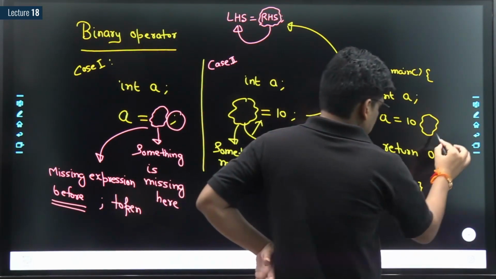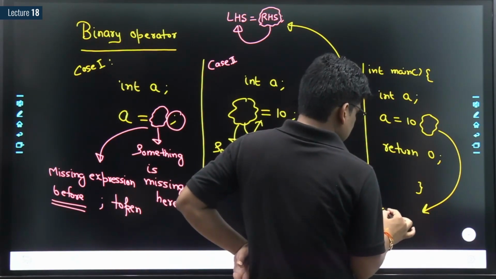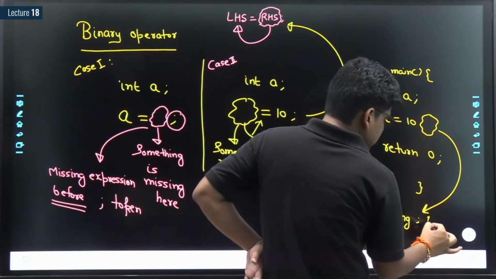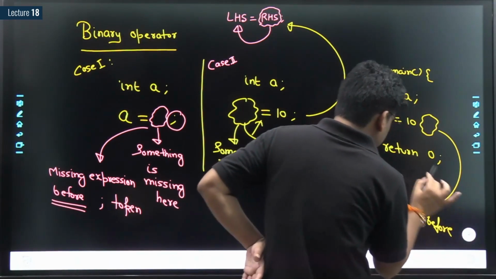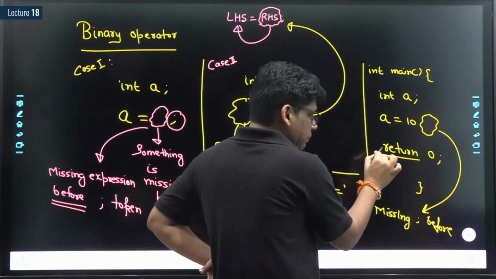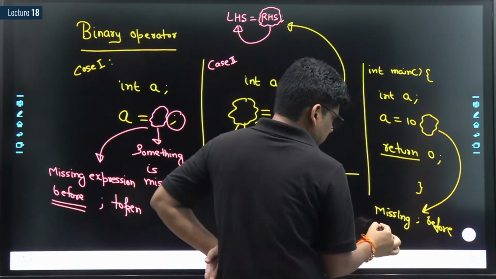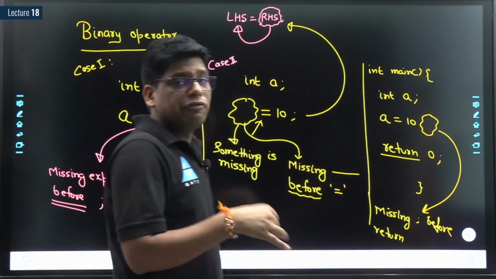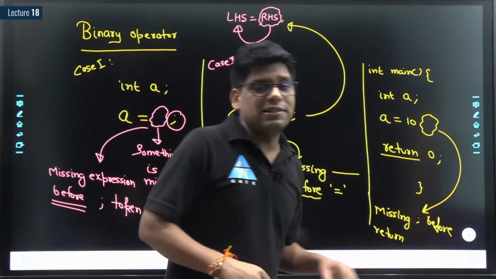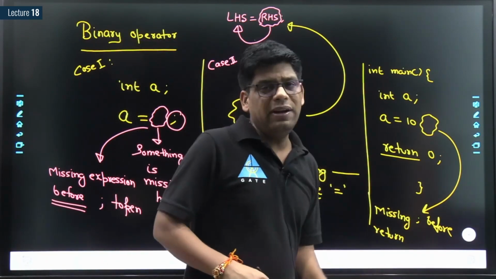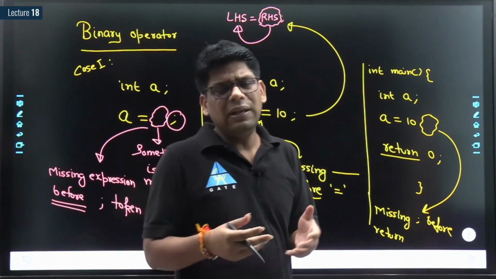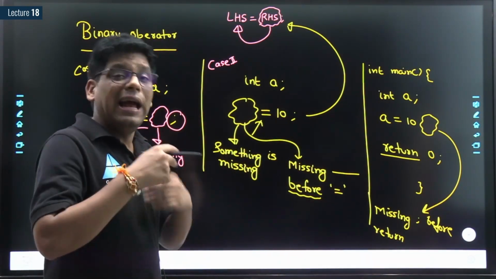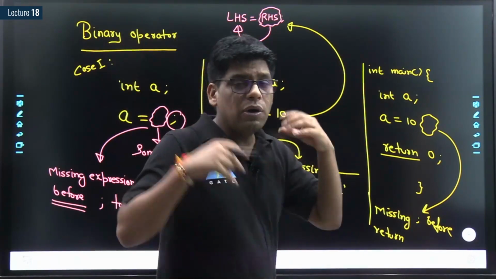The compiler will say missing semicolon. Where is it missing? Before this, no? Sir, before this. That means before return. This is the most frequently displayed message. I am not saying every time this will be displayed, because there may be different messages from compiler to compiler, but in most cases, interpret how the compiler is working.